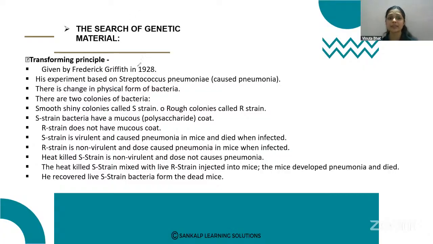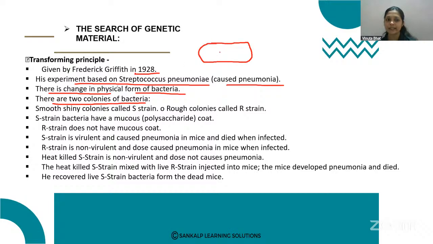That is Griffith experiment in 1928. His experiment was based on Streptococcus pneumoniae, which caused pneumonia. There is a change in the physical form of bacteria. There are two colonies of bacteria. So this Streptococcus pneumoniae has two colonies of bacteria.